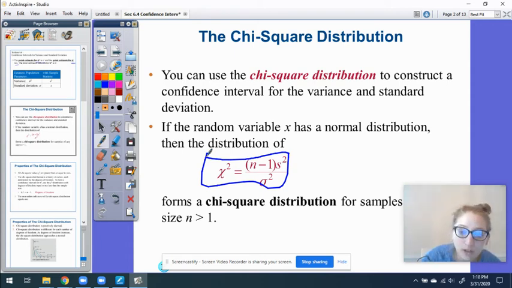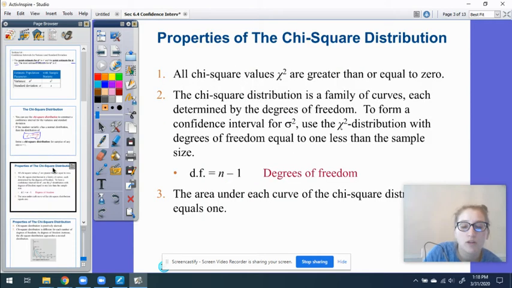So we're going to use this formula to construct our confidence interval for both the variance and standard deviation. We need a sample of at least one, obviously, otherwise this would just give you 0, and that would not be helpful. And we still have to have a normal distribution. So let's talk about a few different properties that we need to have. The first thing to note is that all of your chi-square values are going to be greater than or equal to 0.